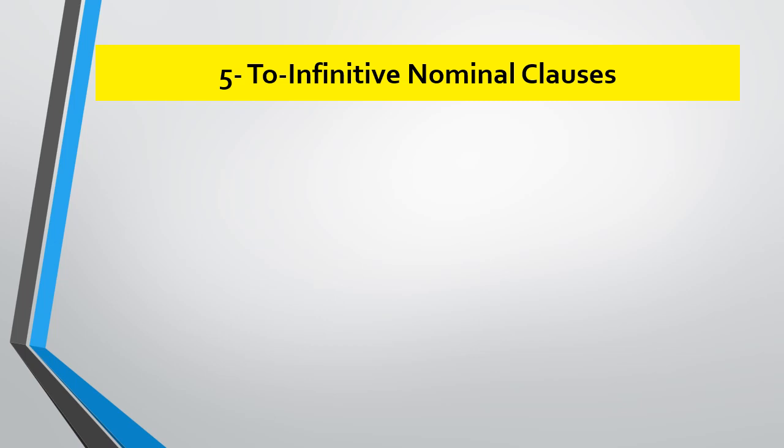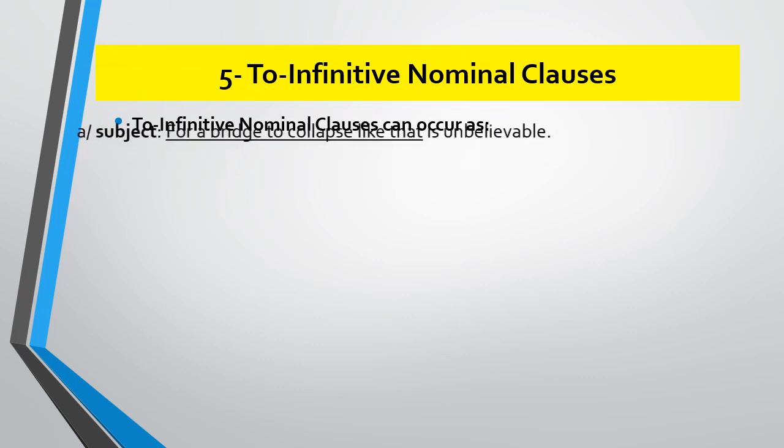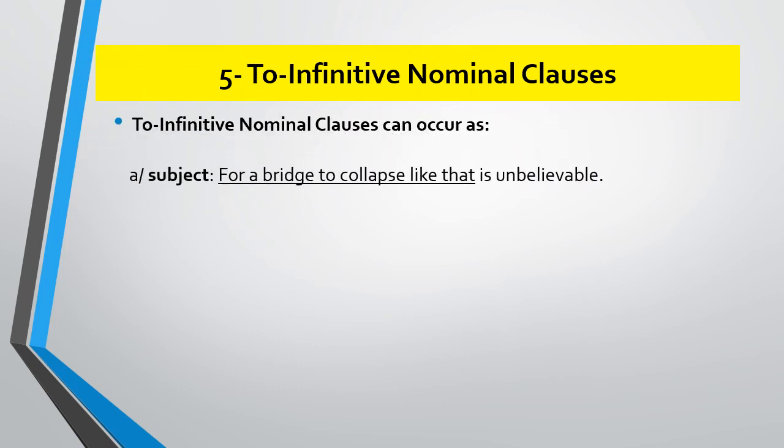The fifth type, to-infinitive nominal clauses, and the title shows what it contains. We have a to and an infinitive nominal clause. To-infinitive nominal clauses can occur as a subject. For a bridge to collapse like that is unbelievable. So we have the verb preceded by the infinitive to.